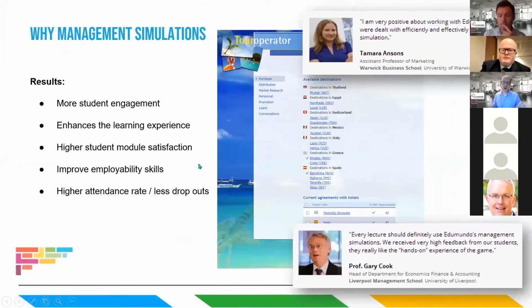So just a little bit on why management simulations. Typically we hear from students and from lecturers that student engagement improves, and I will be talking specifically about how this relates to Charles's module at Anglia Ruskin later. But simulations also really enhance the learning experience. It provides a meaningful learning experience, and an opportunity for students to apply theoretical knowledge.